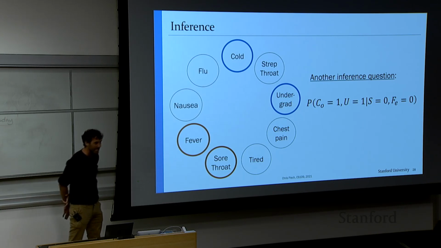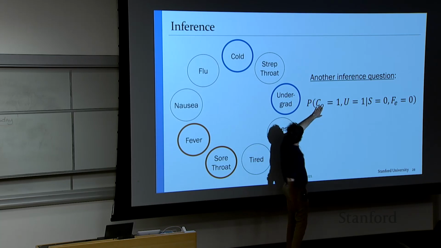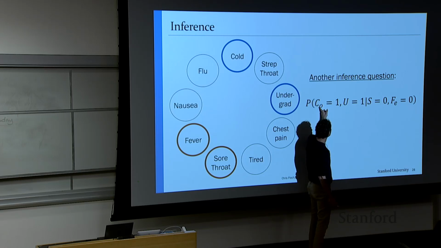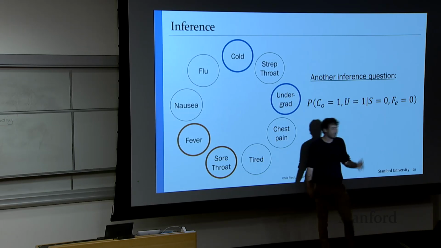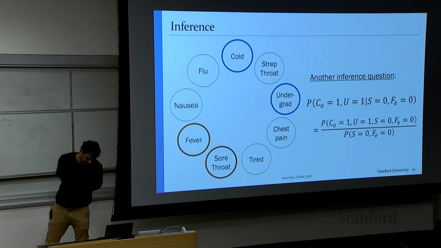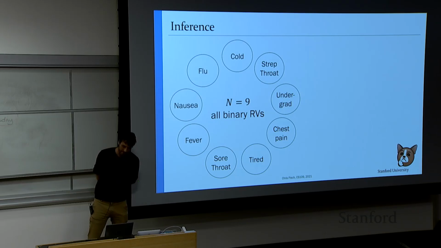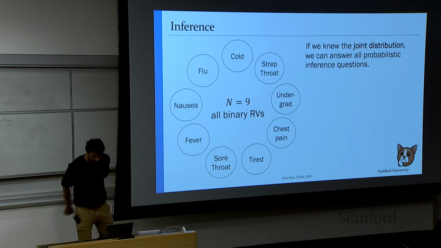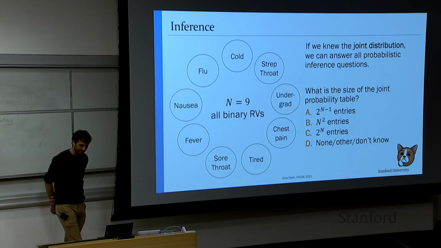So this is just that other question written in mathematical notation. C0, I think, is for cold. Did I have another C? Yeah, chest pain. So C0 is cold equals 1, U equals 1, given that S equals 0 and fever equals 0. And again, you could use chain rule or you could use Bayes' theorem to approach this problem. So if you have the whole joint distribution, my claim is that you could answer any of these inference problems.